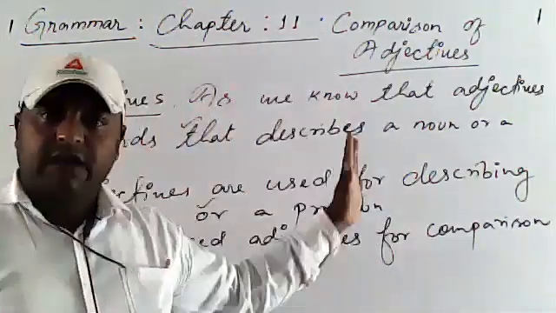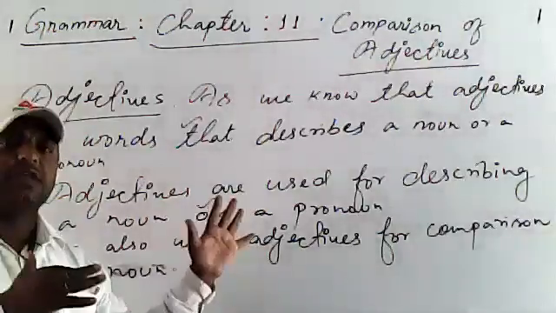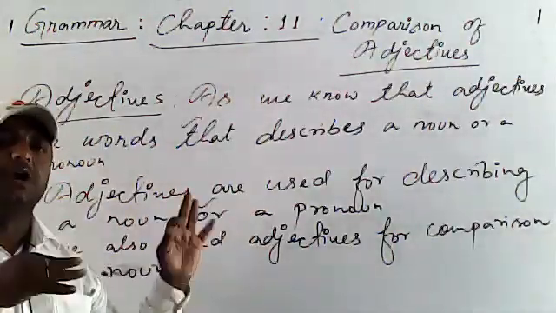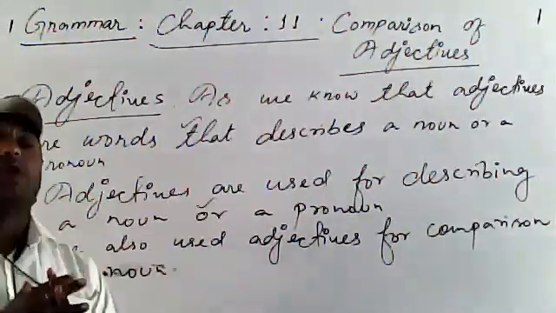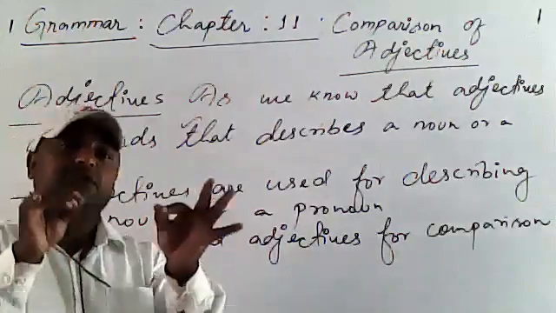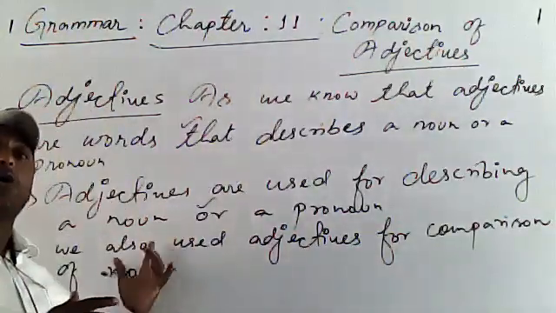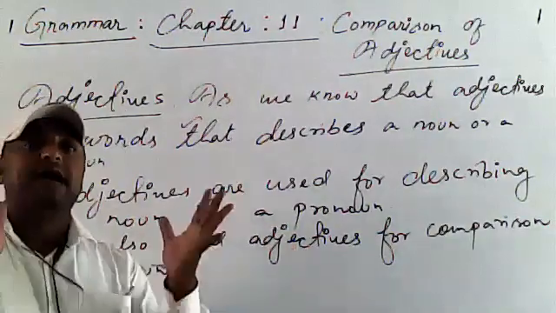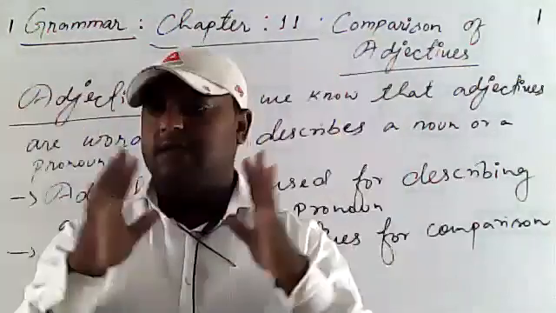Yes, students, it is clear what I have written here. It is the same thing humne kya padha tha in last class. What we have read in our last class is that adjectives are words which describe a noun or a pronoun. But today we are going to learn that we also use adjectives for comparisons of nouns. Means what? Compare karna. Kisi noun ko compare karna hai.